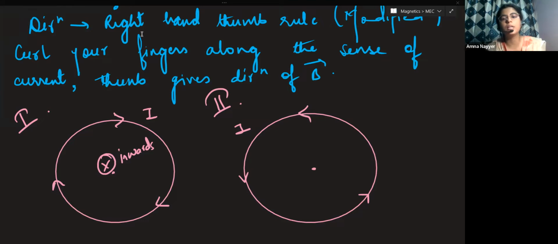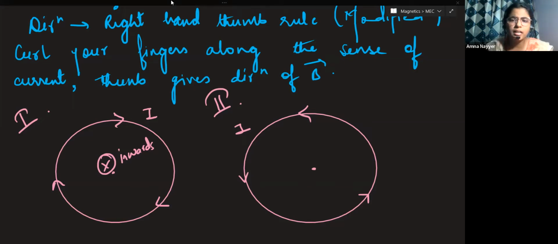Outwards, yes, it will be outwards. Now see, in the circle the current is moving in this direction, like this. Which direction is this? Anti-clockwise. So curl the fingers like this, and the thumb gives the direction, outwards. This is how you find it out.